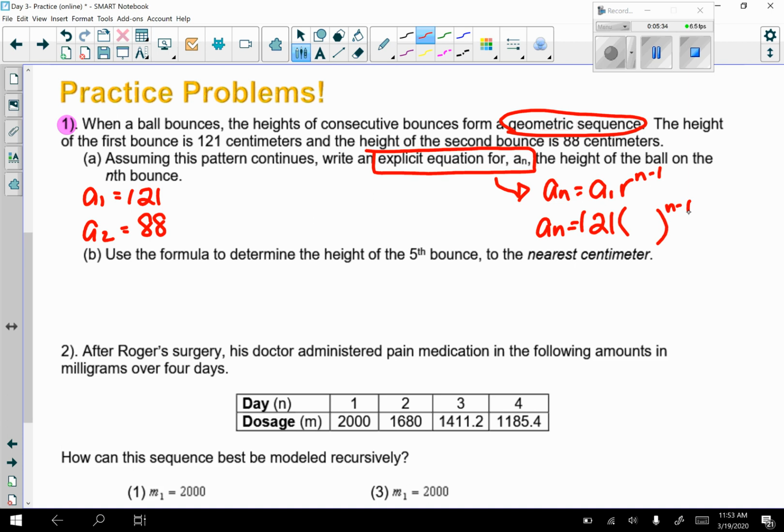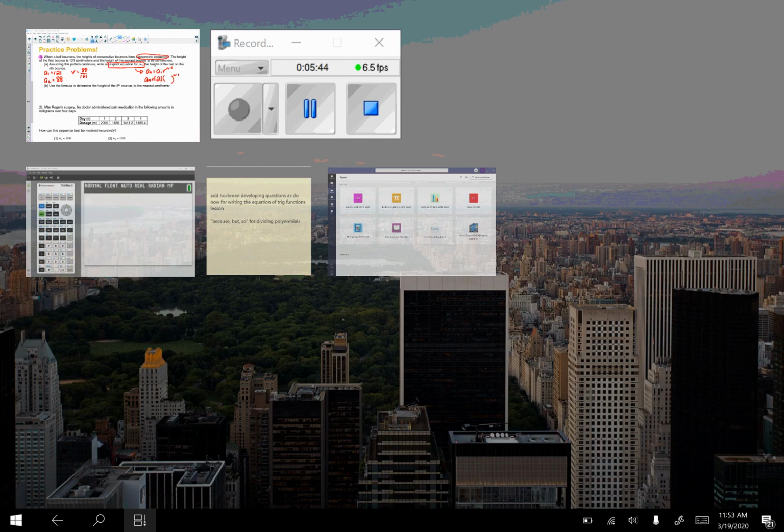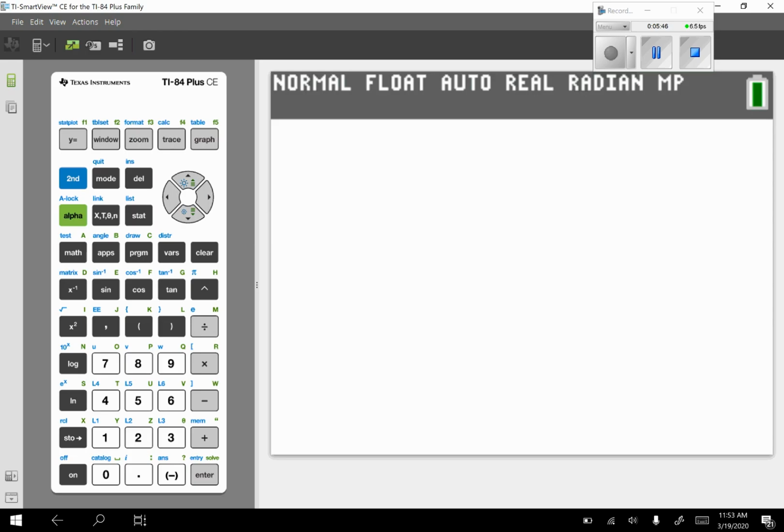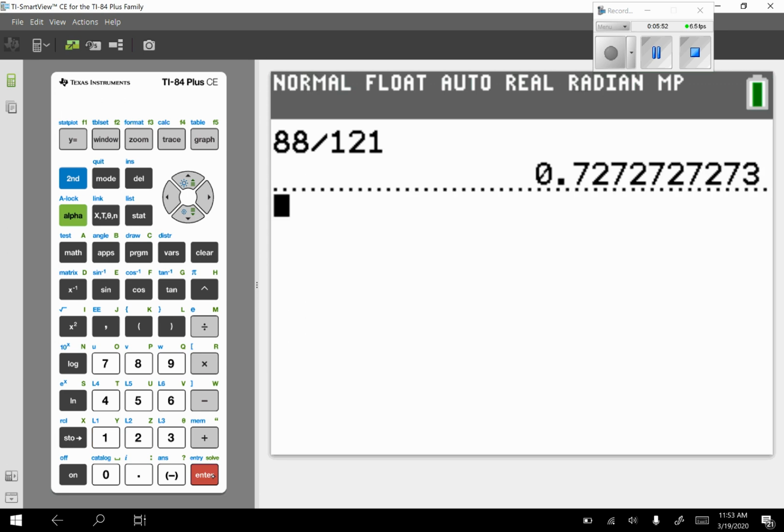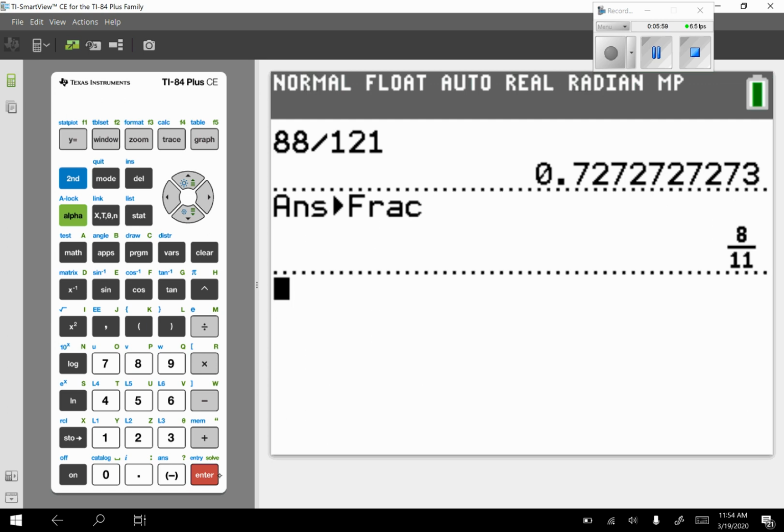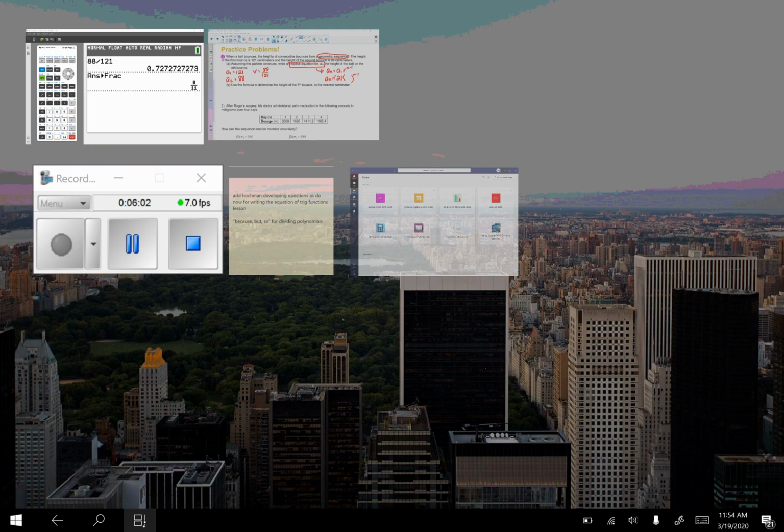So to find r, you have to divide two consecutive terms. So I'm going to do 88 divided by 121. So I'm going to go to my calculator. 88 divided by 121. I get a repeating decimal, so I'm going to hit math, enter, enter, because it didn't tell me to round, so I want to get an exact value. So I'm going to use 8 over 11 as my common ratio.